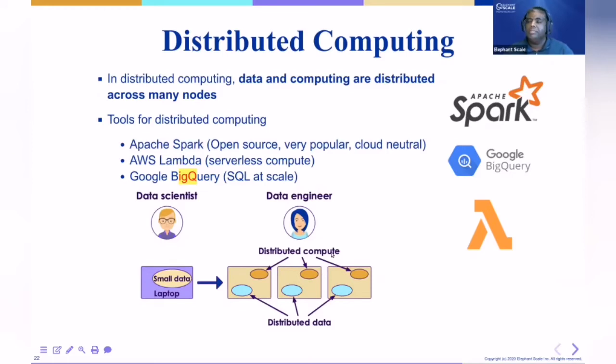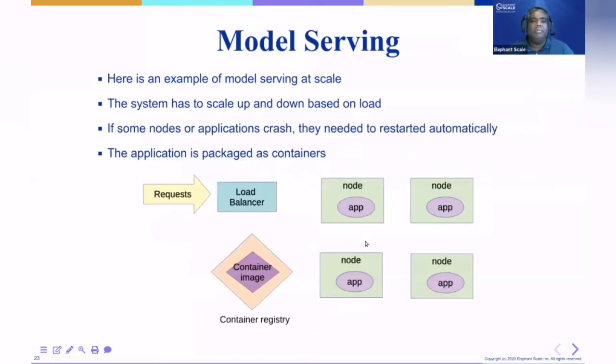Okay, so let's say we train the model. Now, how do we deploy the model? This is called model serving. Typically the way it's done is like this. We package a model into a container. Think of a Docker container or something, right? And then we register the container into what we call a container registry.